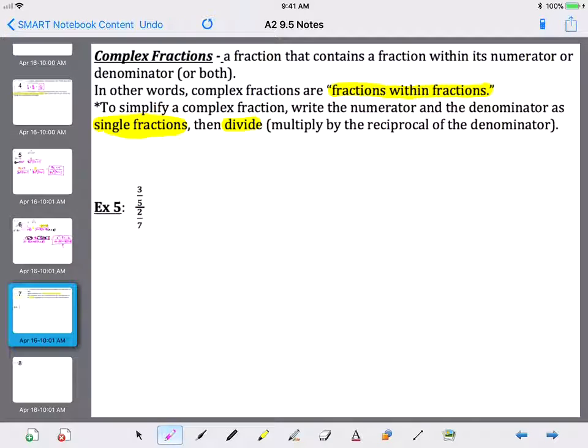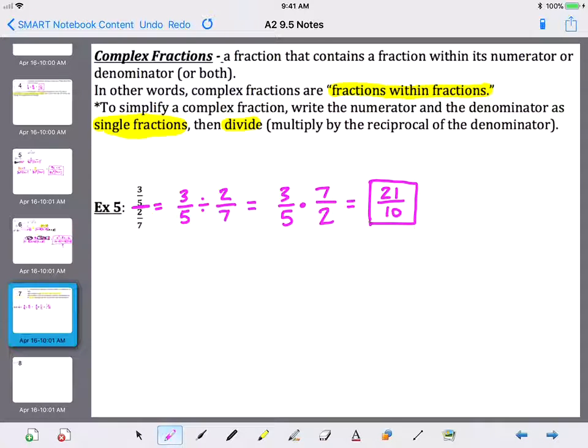Remember, a division problem, you can just turn into a multiplication problem by keep, switch, flip. So we're going to keep the 3/5, switch to multiplication, and flip the second fraction. So now we can just multiply straight across. 3 times 7 is 21, and 5 times 2 is 10. So we get 21/10, or 2.1 if you prefer a decimal.